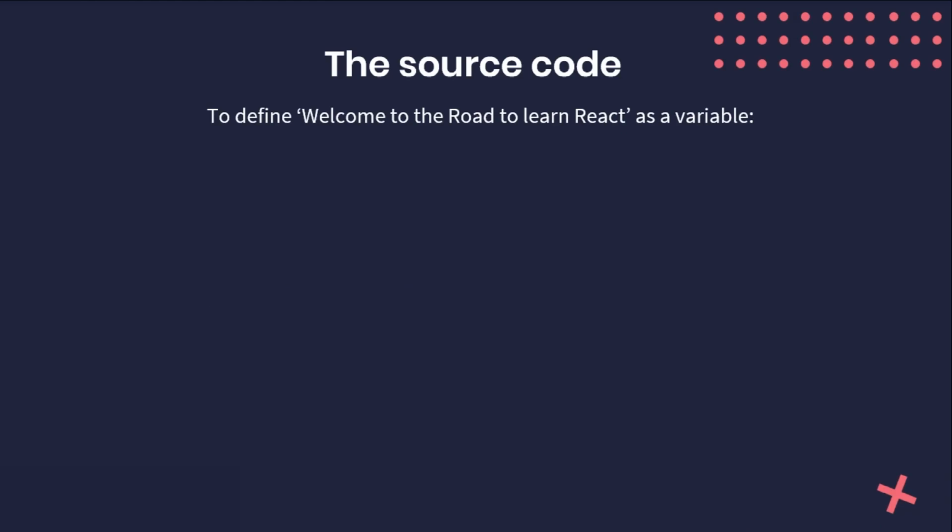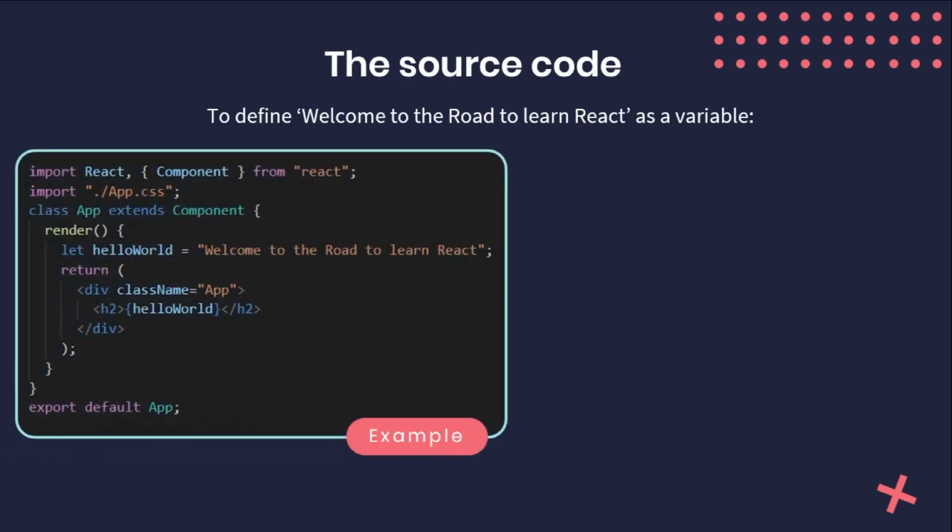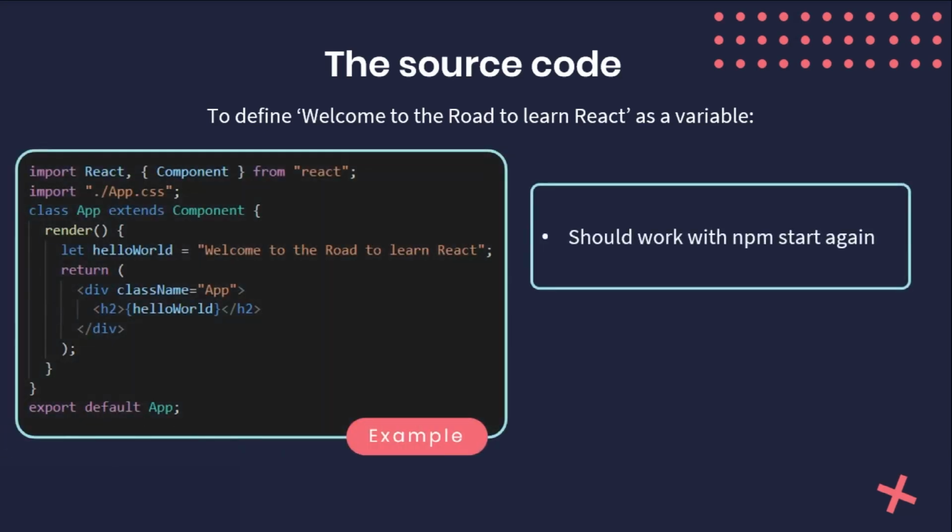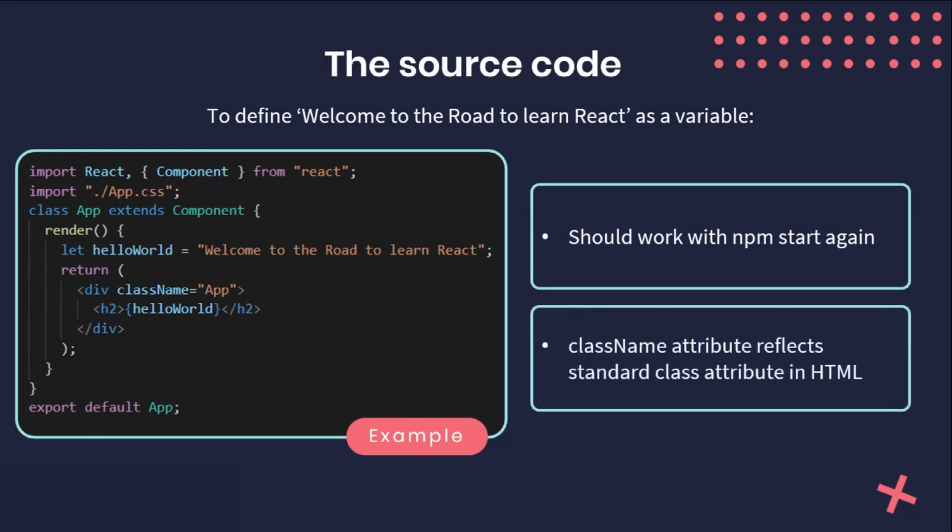Let's define the welcome to the road to learn React as a variable. A variable can be used in your JSX by using curly brackets, like this. It should work when you start your application on the command line with npm start again. You might have noticed that the className attribute reflects the standard class attribute in HTML. Because of technical reasons, JSX had to replace a handful of internal HTML attributes.